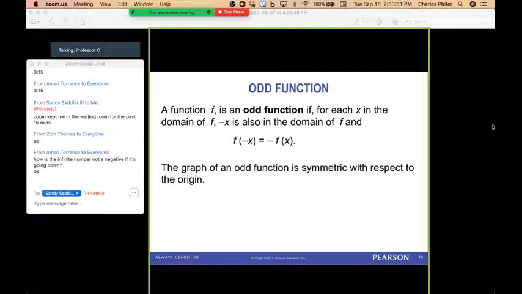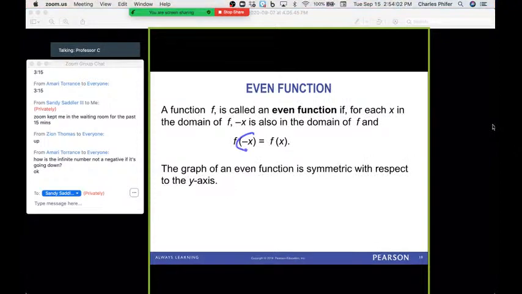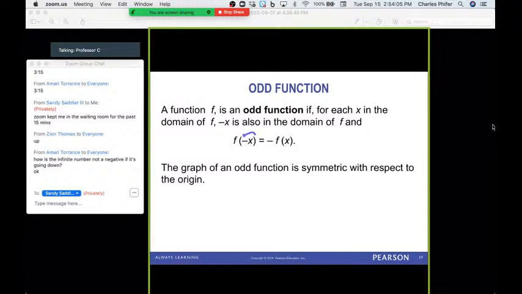So the definition of a function being odd means if we replace all the x's with negative x, then we get the negative of the original. In the previous one, if we replace the x with negative x, we get back the original. But in this one, if we replace x with negative x, we get the negative of the original. A function being odd is the same as origin symmetry. It's symmetric with respect to the origin.